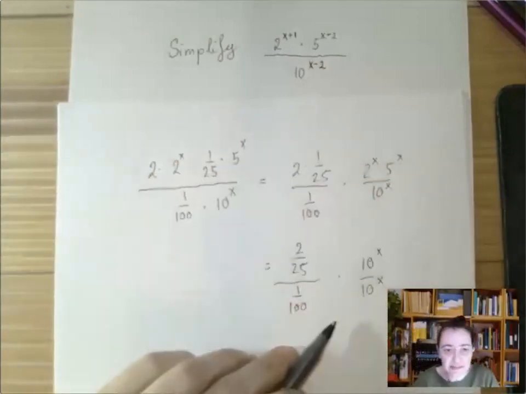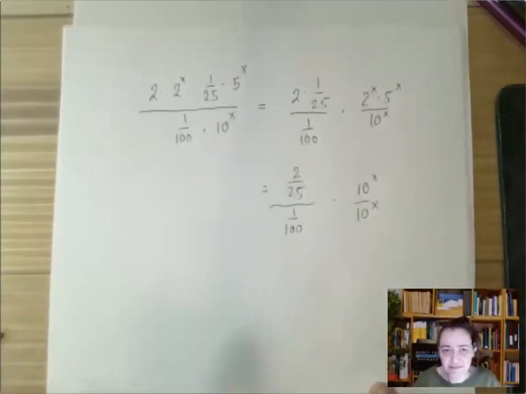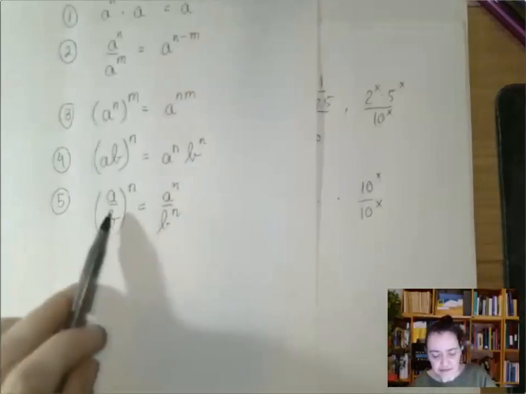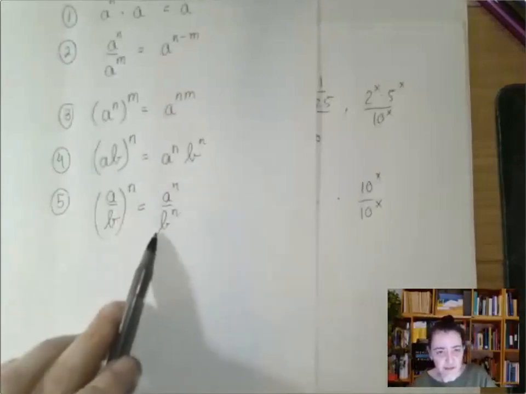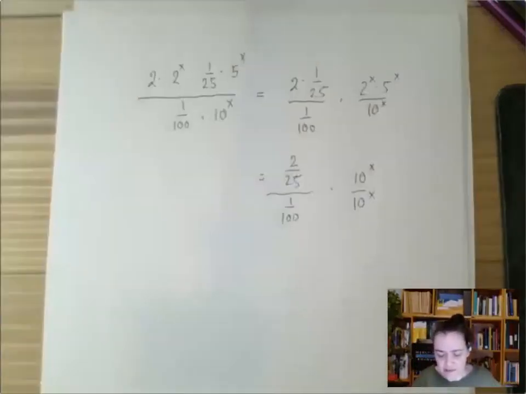And now there is complete cancellation. But even if they were completely different, like if it's 3 to the x over 5 to the x, we could express it as 3 over 5 to the x. So this last rule allows us to consolidate two exponential expressions like that in a division as long as the exponent is the same. But in this case, it's just complete cancellation.